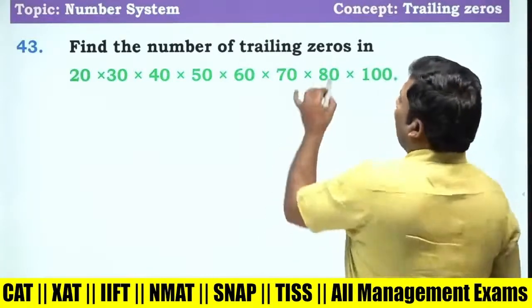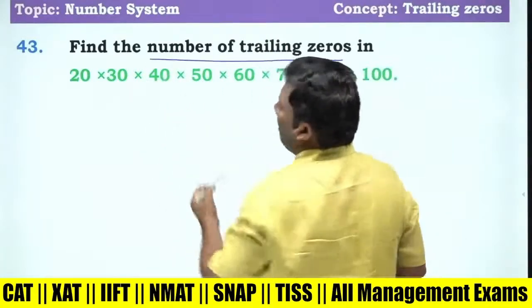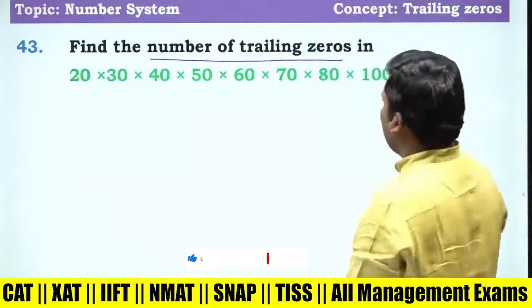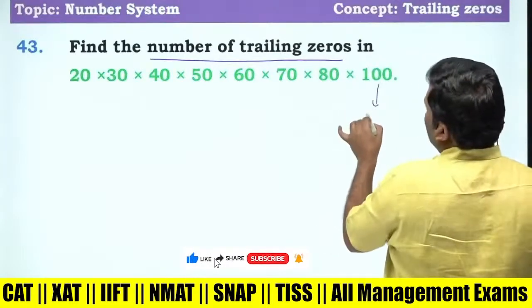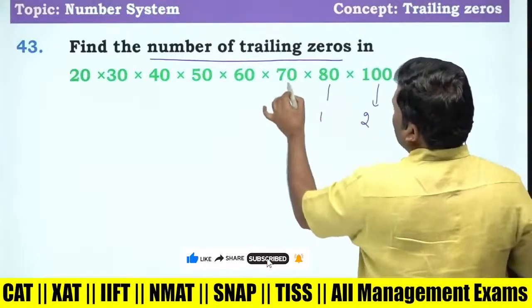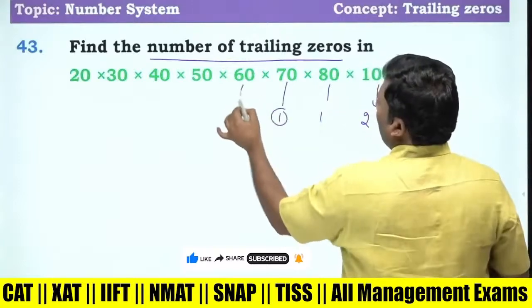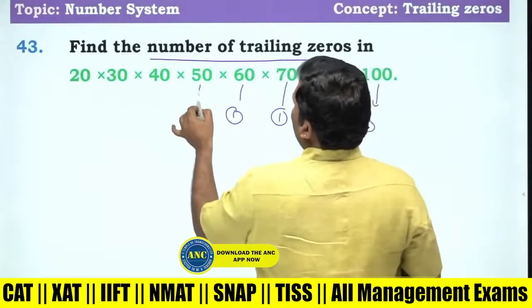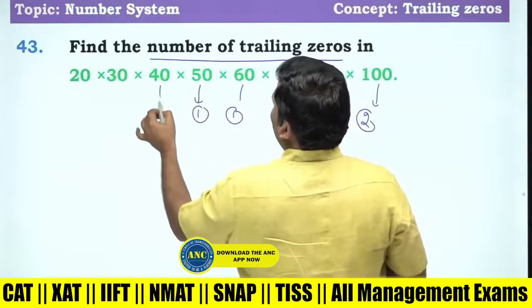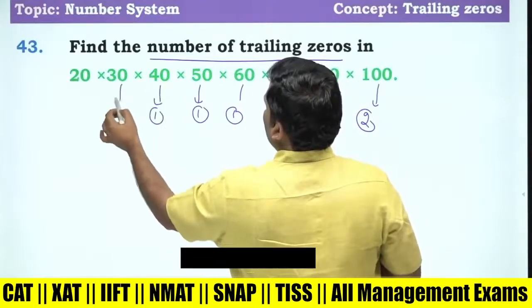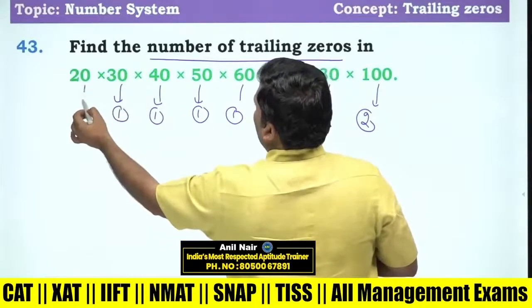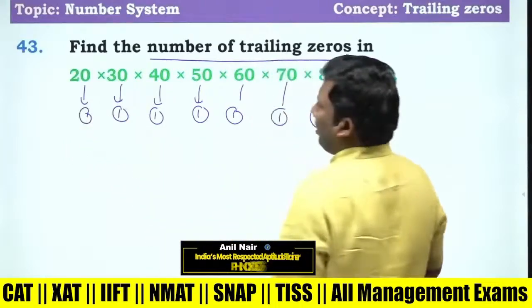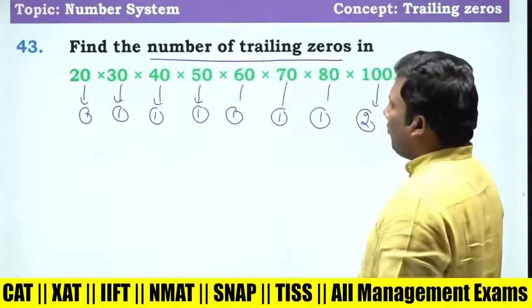Find the number of trailing zeros in this multiplication. 2 zeros are there here. Here there is 1 zero, here 1 zero, here 1 zero. 50, it is 1 zero. 40, there is 1 zero. These have 1 zero each. And here there is 1 zero.